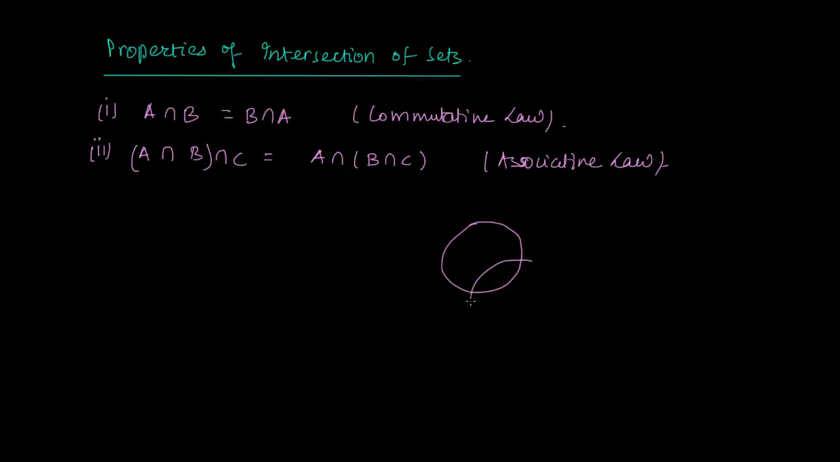There is an A here, and say there is a B here, right? So its intersection is this. And to this comes the set C, right? So this is A, this is B, this is C. So the intersection is the area that is common between C and A intersection B, which is nothing but this, right? Which is nothing but this green one, correct?